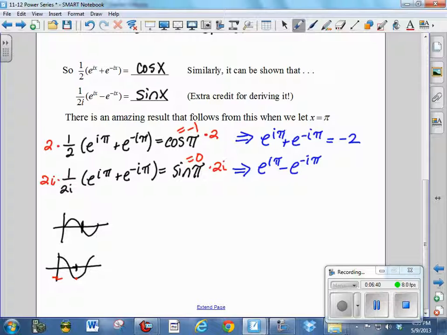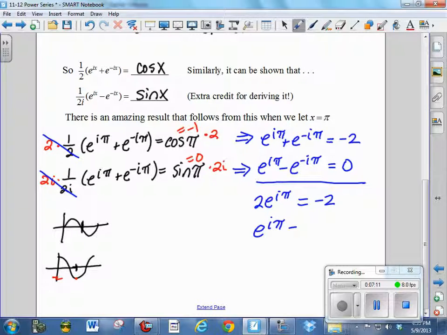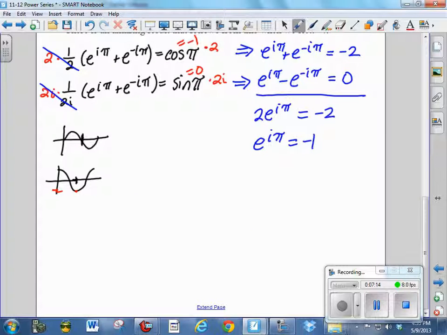If I multiply both sides by 2i, the 2i's cancel on the left, and on the right-hand side it's still 0 because 2i times 0 is 0. So now I have these two. Let's add those. e to the i pi plus e to the i pi is 2e to the i pi, and the others cancel out when I add them together. This equals -2, or e to the i pi is equal to -1. Another way of writing that is e to the i pi plus 1 equals 0.